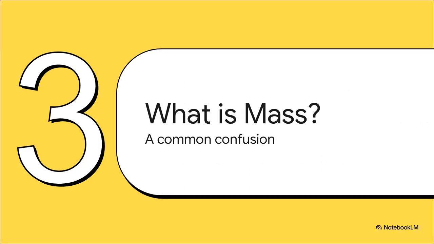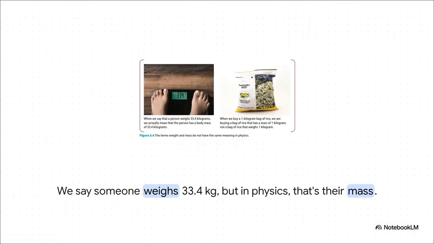Okay, this next part is absolutely crucial. We're going to tackle one of the most common points of confusion in pretty much all of physics. What exactly is mass? Come on, we've all done this. You step on a bathroom scale, it reads 33.4 kilograms, and you say, I weigh 33.4 kilos. But here's the thing. From a physicist's point of view, that sentence is totally incorrect. Kilograms are a unit of mass, not weight. So what's the real difference?